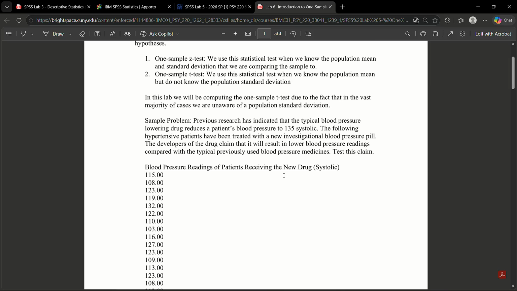In this problem, previous research has indicated that the typical blood pressure lowering drug reduces a patient's blood pressure to 135 systolic. The following hypertensive patients have been treated with a new investigational blood pressure pill. And we are claiming that the new drug will lower blood pressure readings. So we're going to test this claim. We do not know sigma. We know the mean we're comparing it to, which is 135, but we do not know the population standard deviation. So we must use the one sample t.